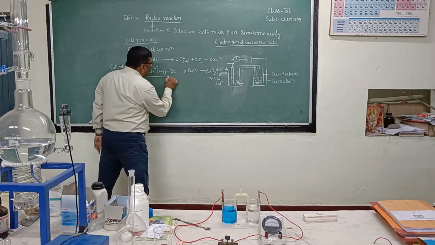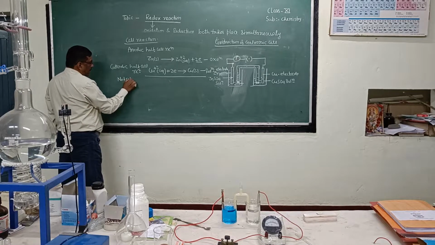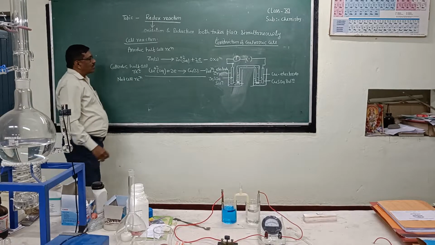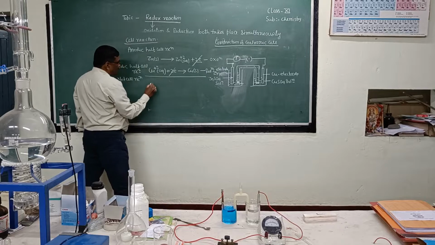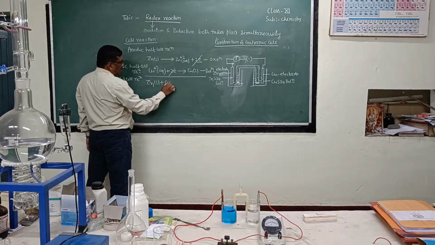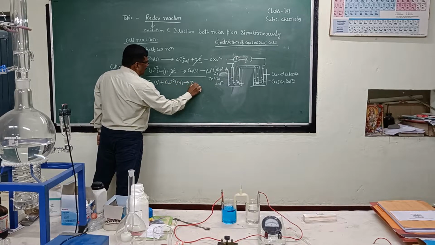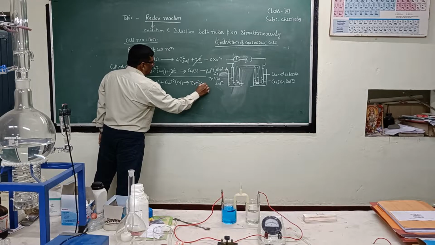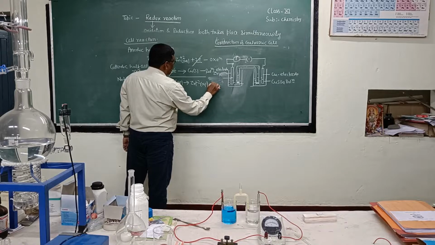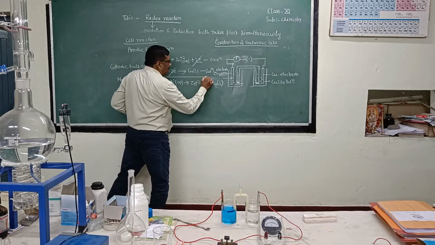So now let us see the overall net cell reaction. What should be the net cell reaction? Both electrons cancel out. So the overall net cell reaction is Zn solid plus Cu2+ is converted into Zn2+ plus Cu solid. So this is the net cell reaction.